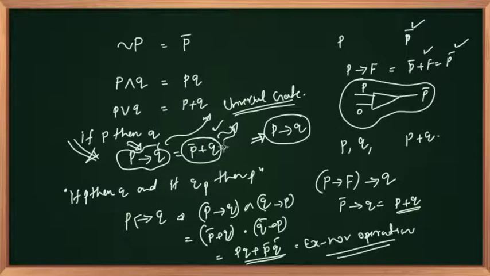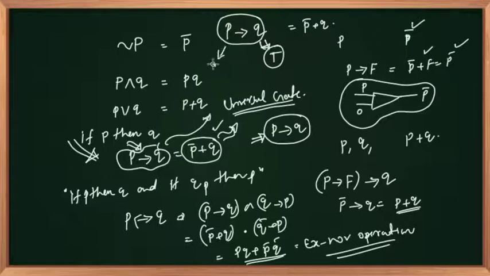And one more thing regarding the conditional statement P implies Q, which is equal to P bar plus Q. It's very clear that if Q is true, then the statement P bar plus Q will always be true. So if Q is true, then P implies Q will always be true. Similarly, if P is false, then P implies Q will always be true, because P bar plus Q is always true.